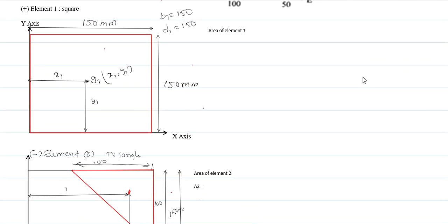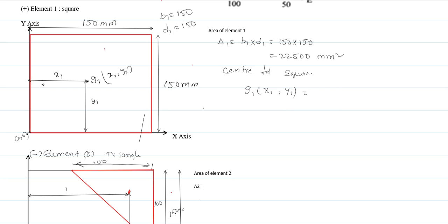So coming to the solution, let me take an x-axis and y-axis. This is my origin, so called 0, 0. Whatever the coordinates, you must measure from 0, 0. This rectangle's base and height are adjacent sides that lie on the x and y axes. Here the base b1 is equal to 150, d1 is equal to 150 because it is a square. And the area of the square, element 1, A1 is equal to b1 into d1 is equal to 150 into 150. Similarly, the center for the square, G1, is x1 comma y1.